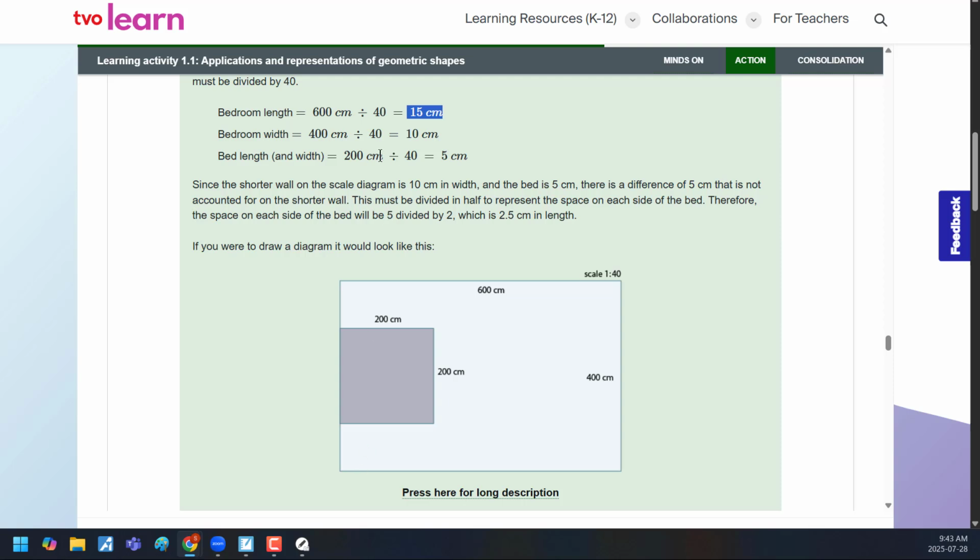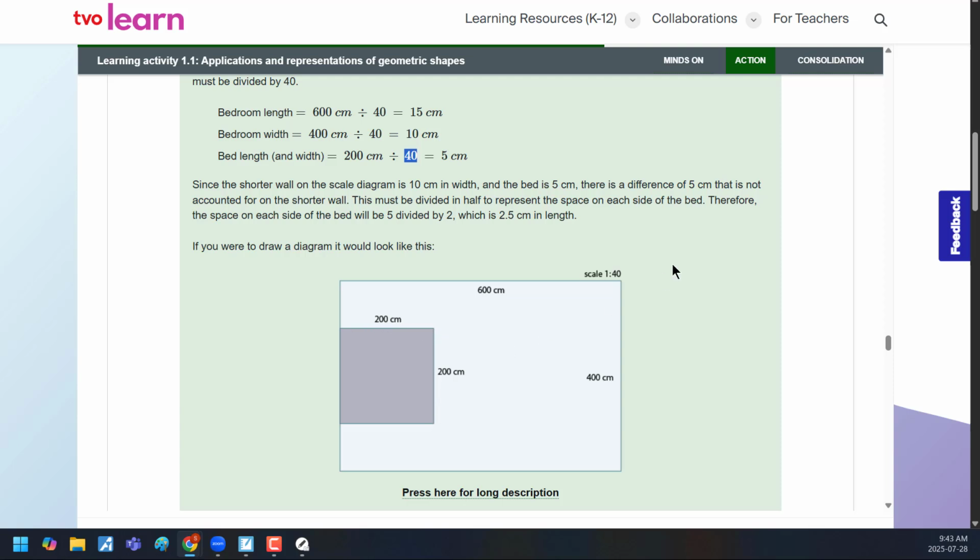And the bed was 200 by 200. And we know that since it's the same drawing, we're going to divide it by 40 as well. 200 divided by 40 is 5. That means the bed is going to be from here to here, 5 centimeters. From here to here, it's going to be 5 centimeters.